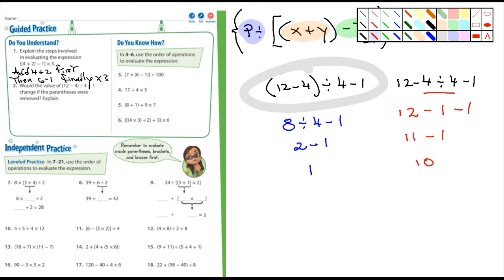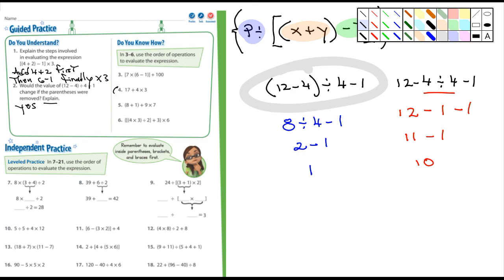So does the answer change if we remove the parentheses? Oh, most definitely, yes. And it says explain. Well, I just walked through the steps. That would be a lot to write down, but if you've got it there somewhere, that's fine. All right. So it says, how do you know? I'm looking at 3 through 6 here. Use the order of operations to evaluate the expression. Do what's in the parentheses first. But let's look at one without the parentheses.